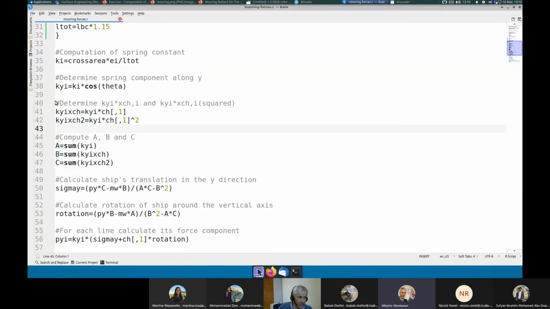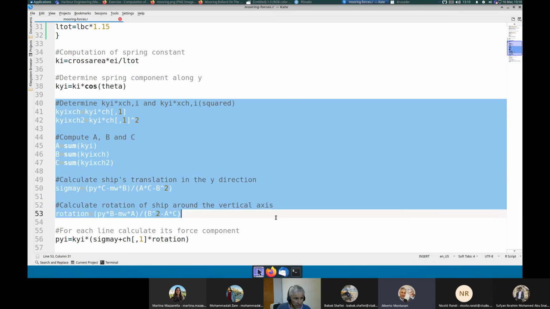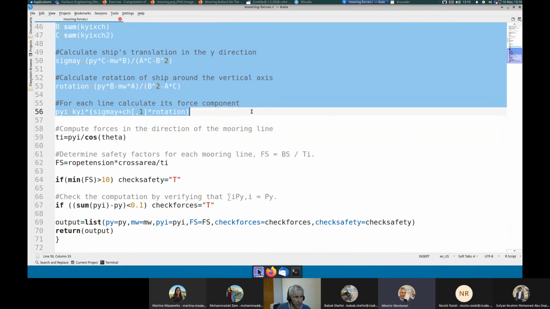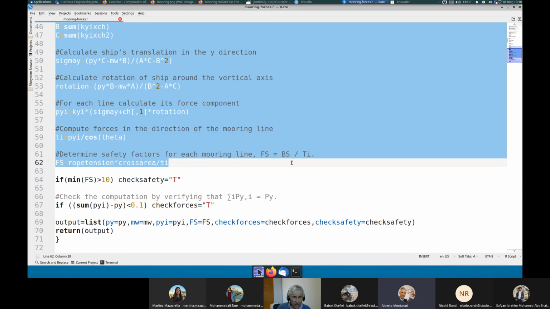So here we start. Everything is related to the steps we discussed just now. You see, calculate ship translation in the y direction, calculate rotation around the vertical axis. Let me go down. For each line, calculate its force component, compute forces in the direction of the mooring line, determine safety factors, and let's stop here for now.